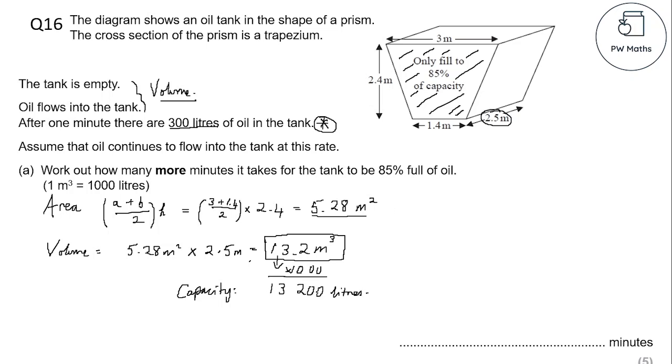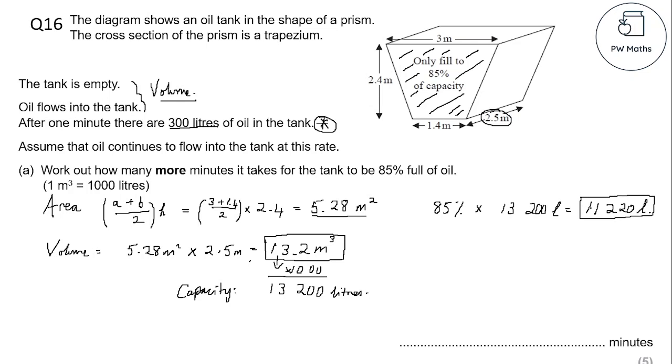So I don't want 13,200 litres. I actually want 85% of 13,200 litres. We don't want to fully fill the tank, presumably it'd be unsafe, so we'll times it by 85%, so we actually need to buy 11,220 litres. That's how much oil we want in the tank.